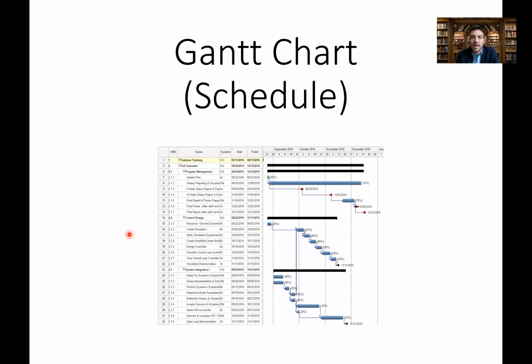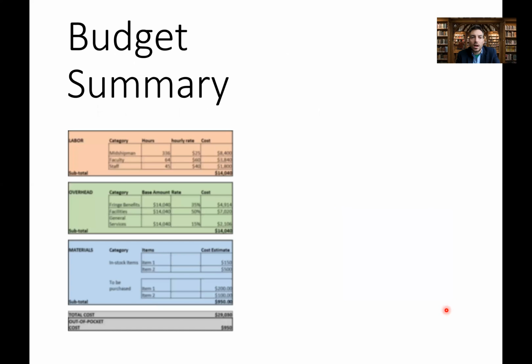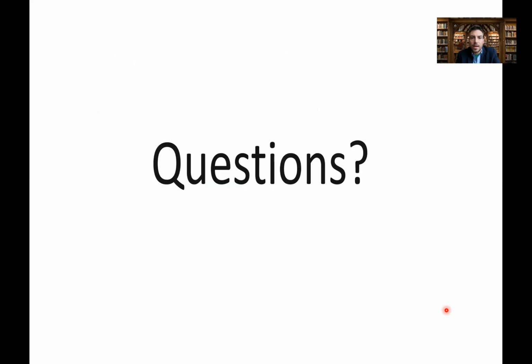This is a copy of a Gantt chart for my project. It's a schedule or a timeline. You can see I have all the activities listed here and mapped out on the calendar. Here's my budget. The total budget for this project is about $29,000. I'll end now, and I'll take some questions from the audience. I'm sure you have a lot.